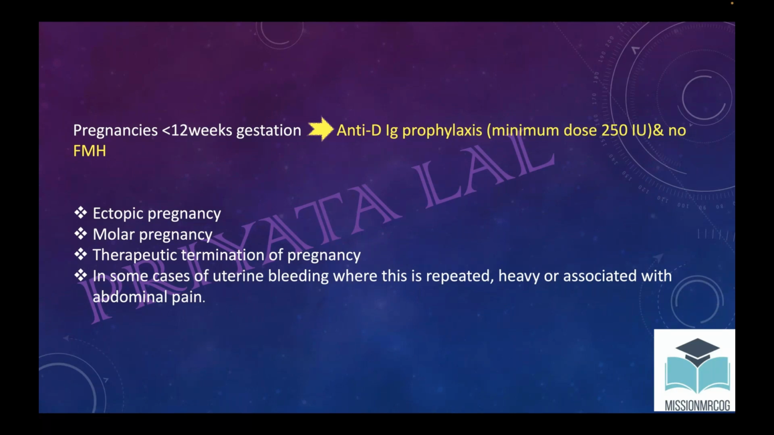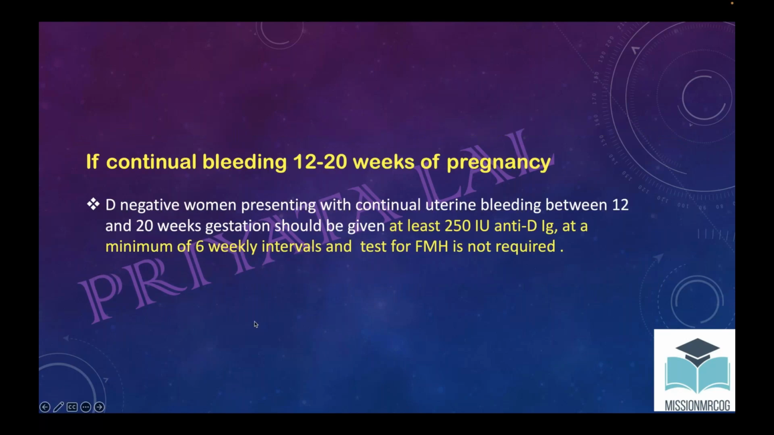Now, if there is continual bleeding, a patient is pregnant and the bleeding is continuously occurring, and she is in between 12 to 20 weeks of pregnancy, then in that situation, NTD dose is 250. You have to give at 6 weekly interval, but the test for FMH is not required. So the take home message: less than 20 weeks, FMH test is not done.